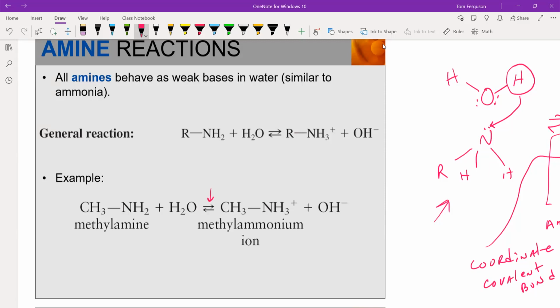It's a two-way street also. Whenever the amine is present, it's going to grab hold of one of these hydrogens and bring it over. So if it's a methyl amine, it'll be methyl ammonium ion.